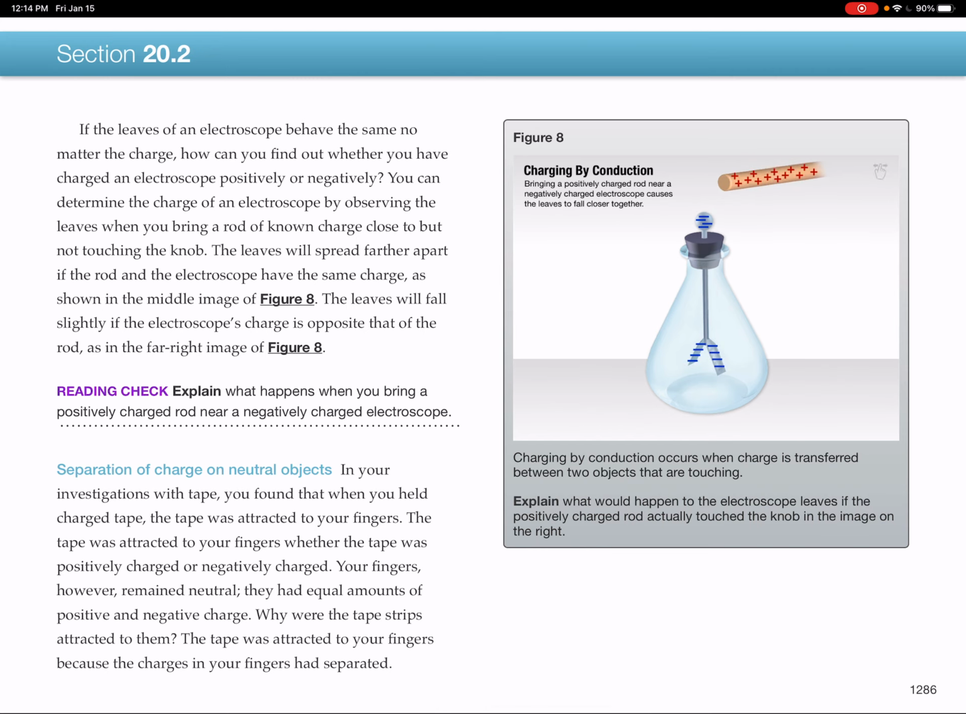Similarly, we can bring a positively charged object in. So if we start with something that is negatively charged and bring a positively charged object near it, you'll see that the leaves will get closer together. So this is how you can charge an object by conduction. And you make contact between the charged object and the other object.